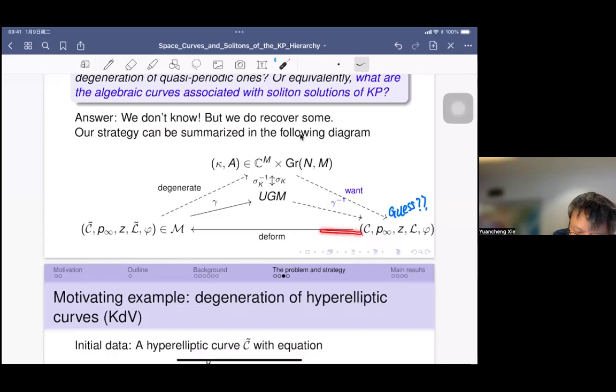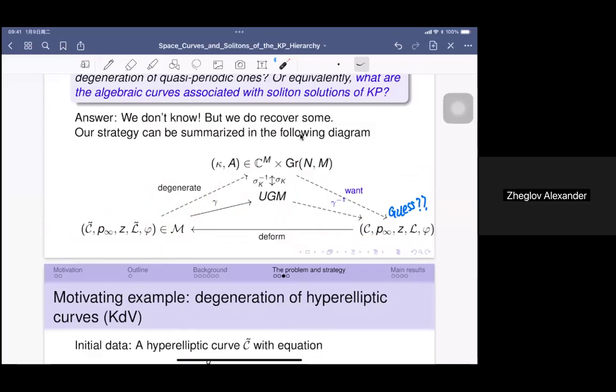Then we do some kind of deformation. We have a singular curve, then we do a deformation and make it smooth. And on this smooth curve, we have this Krichever map. We can map it into the universal Grassmannian. And now if we can degenerate this smooth algebraic curve into the soliton solutions, then this side will also be valid. Okay, so this is the logic.